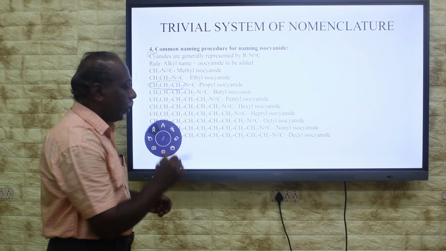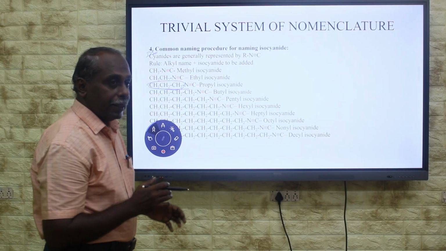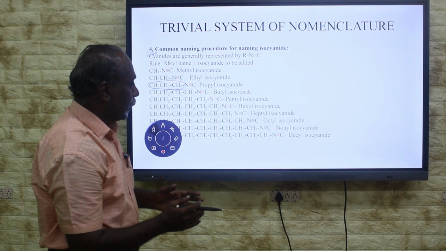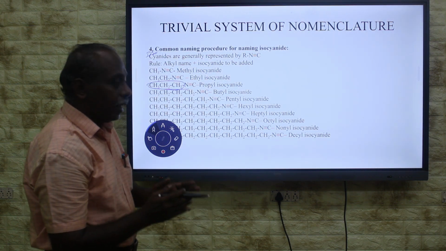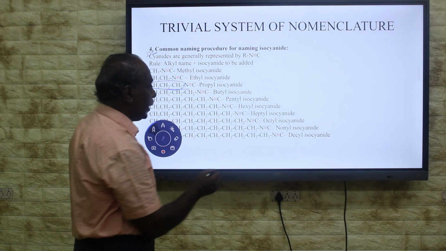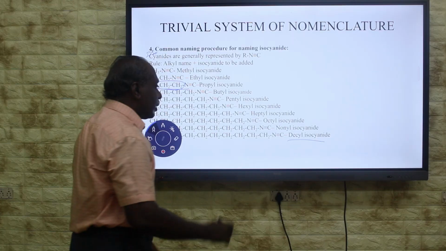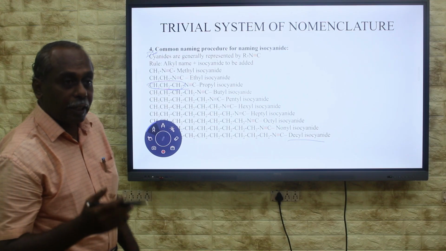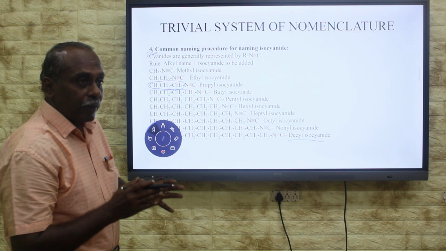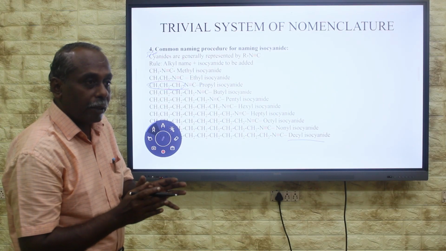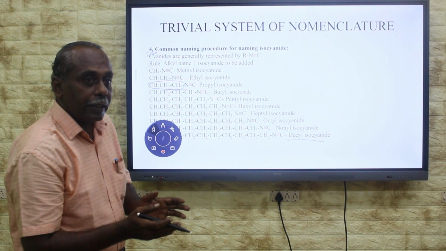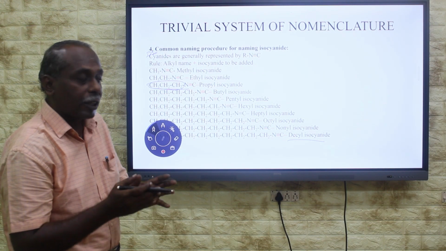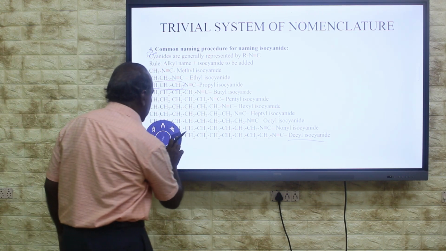Then you find the functional group name, it is isocyanide. For example, 10 carbons are present in the alkyl group, then finally the isocyanide functional group is present in it. Therefore, decyl plus isocyanide, decyl isocyanide will be the common name of this compound. In a similar manner, when the common name is given, we can write the structural formula of the compound. By applying this knowledge, we can write either the trivial name of this compound, or the structural formula of the compound. Let us pass on to the next one.